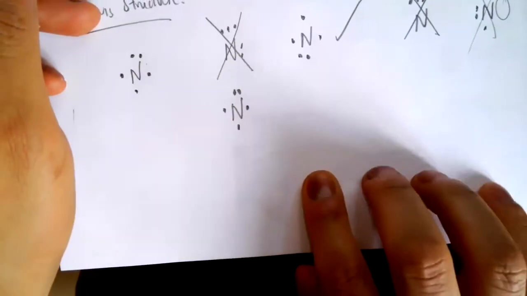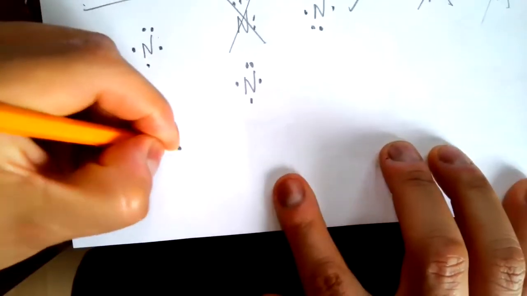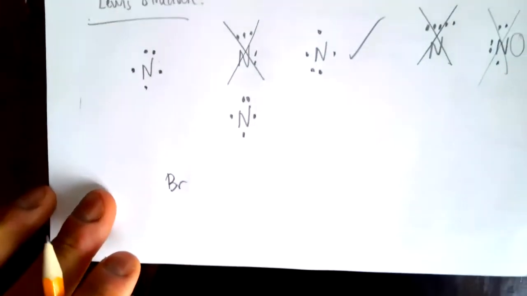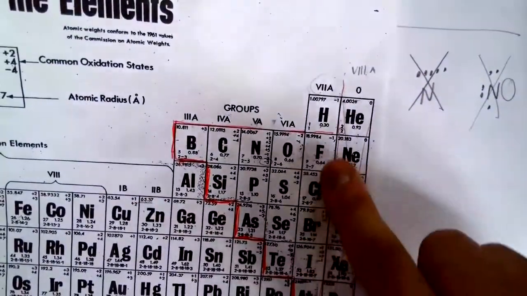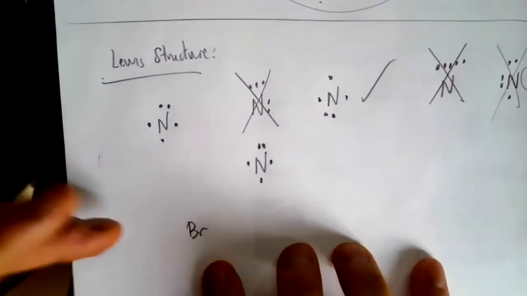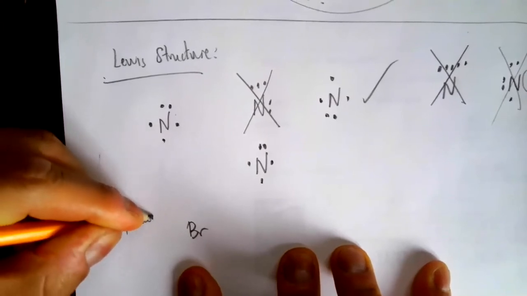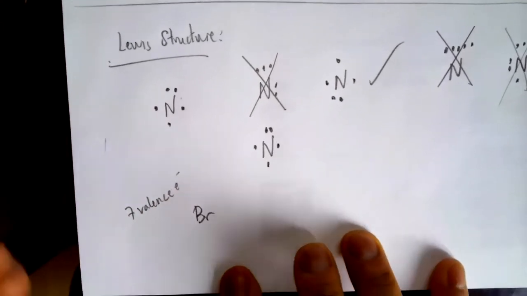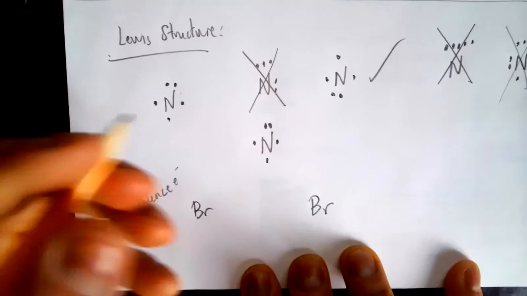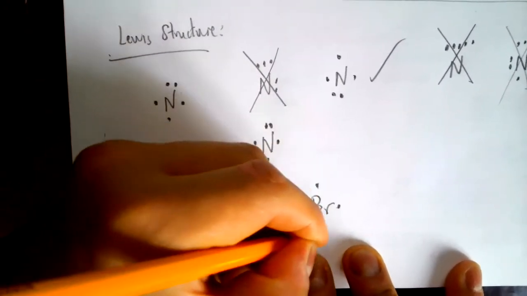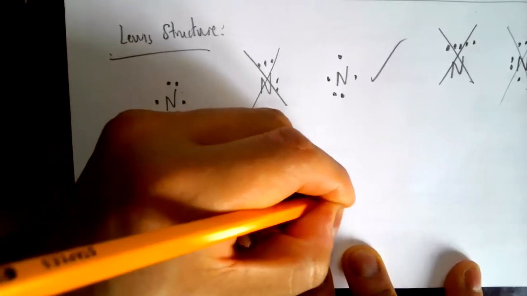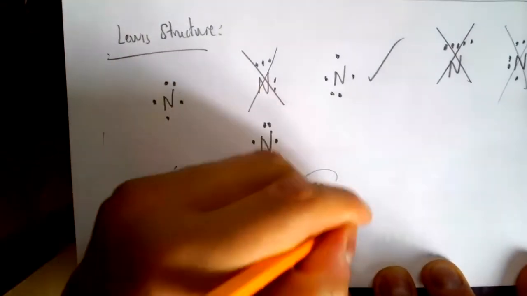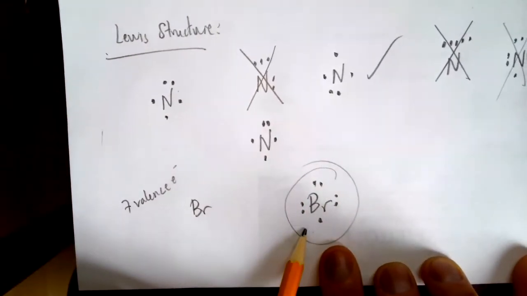Another one, let's do bromine. According to the periodic table, bromine belongs to group 7A, which means that it has 7 valence electrons. So for bromine, I will have to do 1, 2, 3, 4. Then I start pairing 5, 6, and 7. So that will be the Lewis representation for bromine.